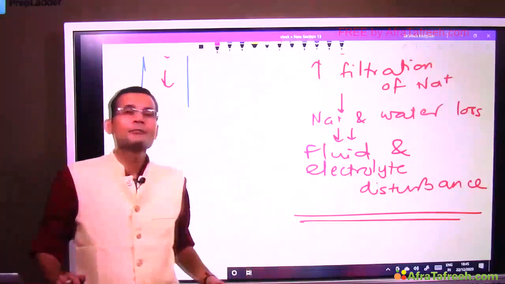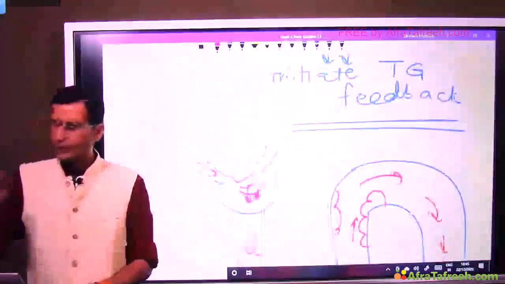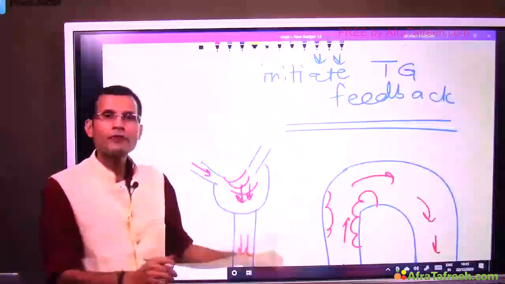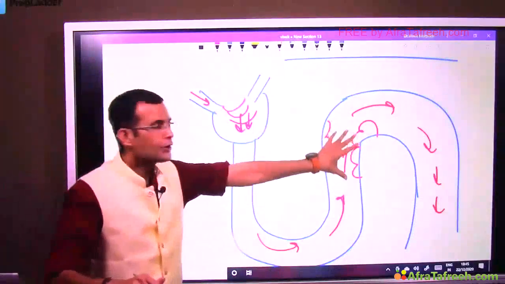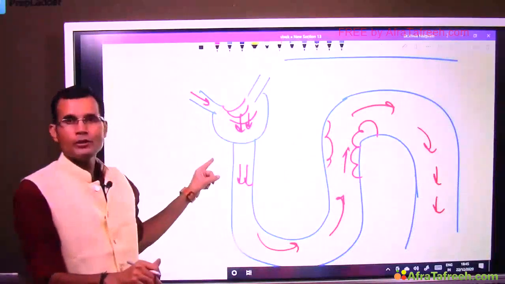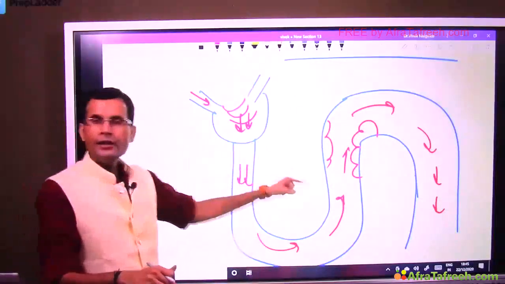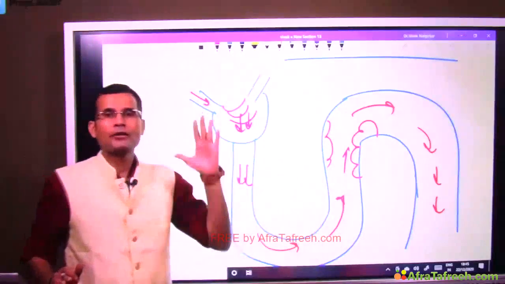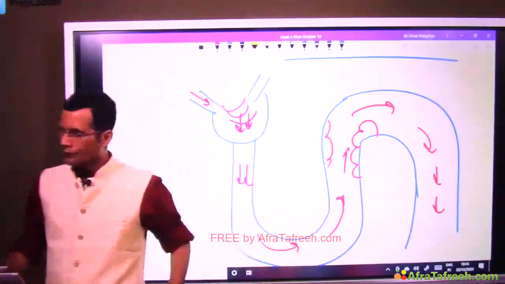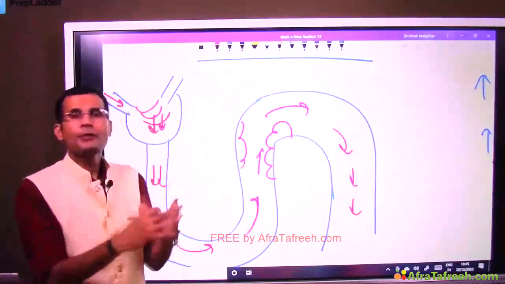But thankfully, we have a mechanism which is in the form of tubuloglomerular feedback. That means from the tubule to the glomerulus, a signal is being sent and this disturbance will be prevented. That's the tubuloglomerular feedback. How is it prevented?